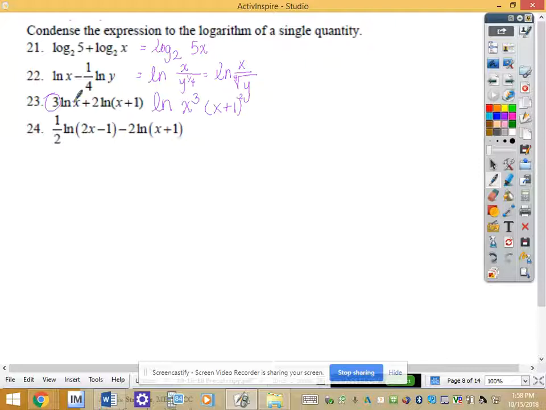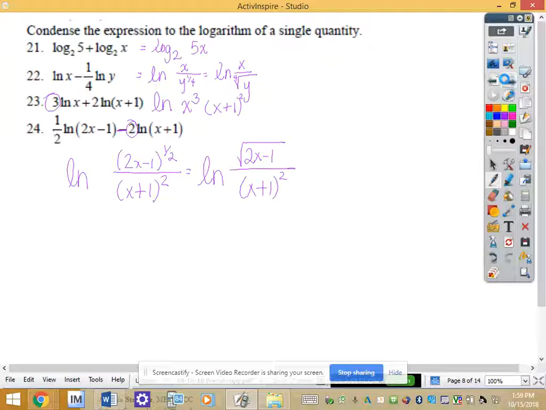For my last one, I have 2x minus 1 as my first term. ln is in front of everything. It is raised to the 1/2 power. And then it's divided because of the minus. And then my second term is x plus 1. And because of this 2, it is raised to the second power. Now, again, because there are no restrictions on how you write your answers, you could have also written the top underneath the radical sign. Either one of these is correct.